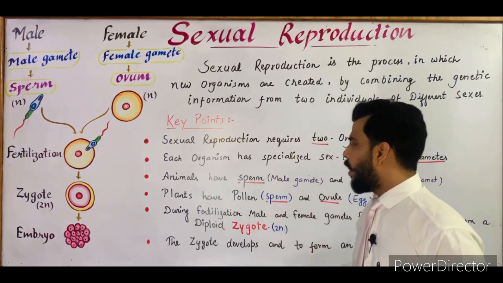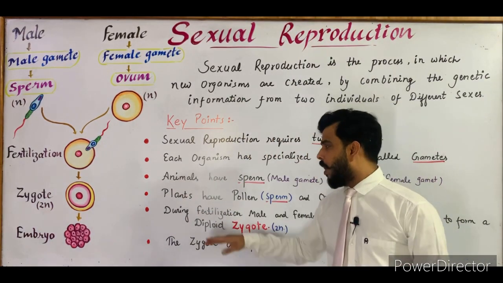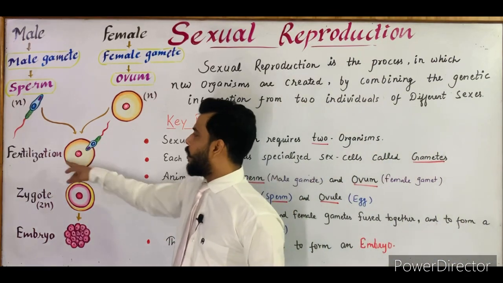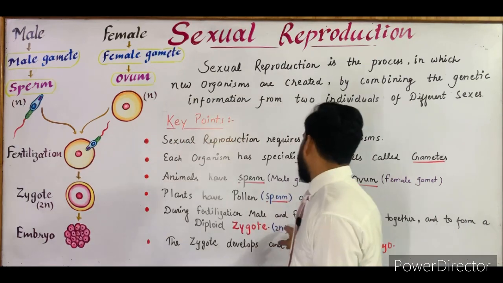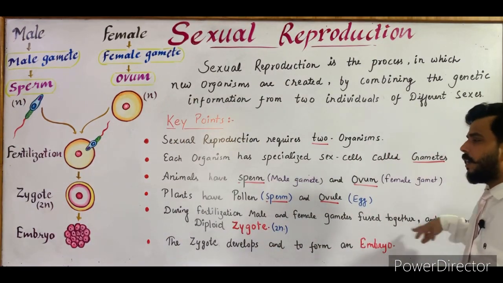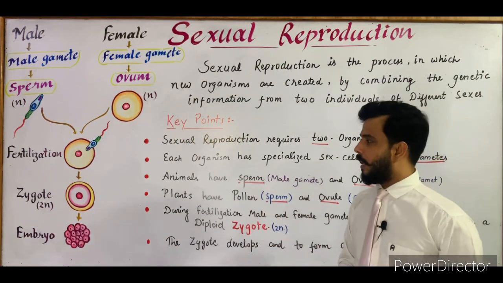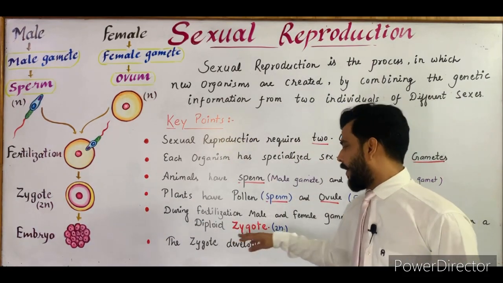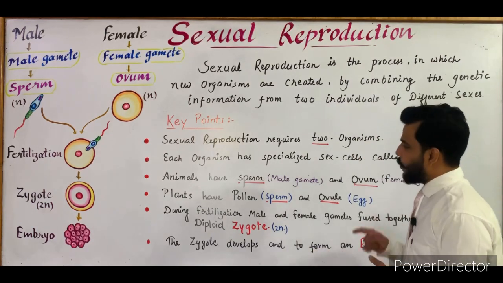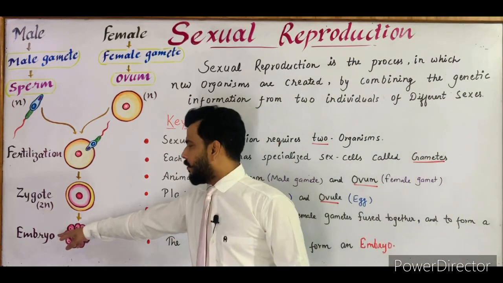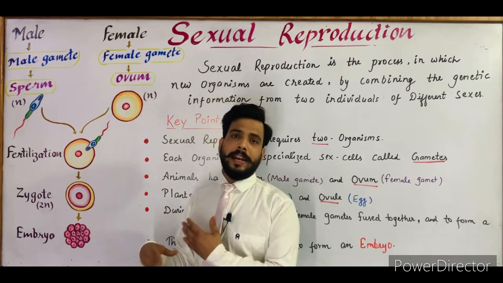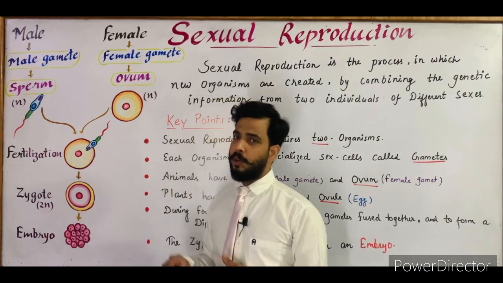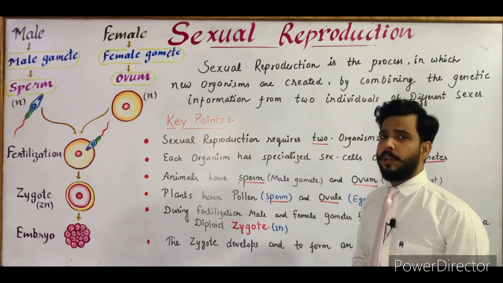Now the next is fertilization. As I told you before, during fertilization, male and female gametes fuse together to form a diploid zygote. As you can see here, it is a zygote, and it is diploid. Now finally, the zygote develops to form an embryo. This zygote will divide by cleavage, or cell division, and develop into a multicellular embryo. So it was all about sexual reproduction.